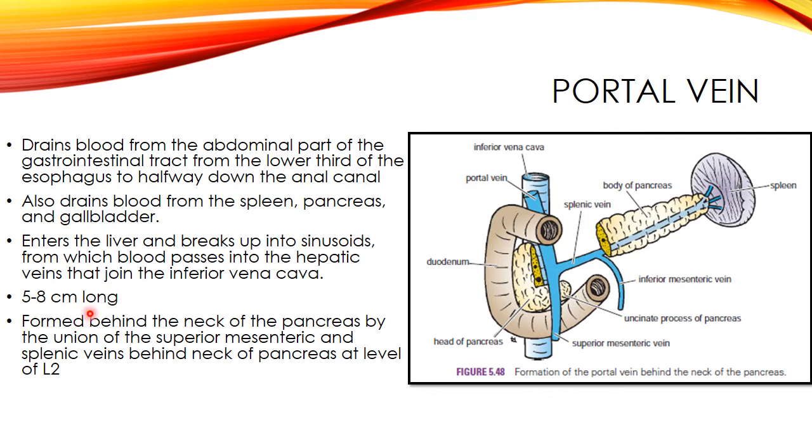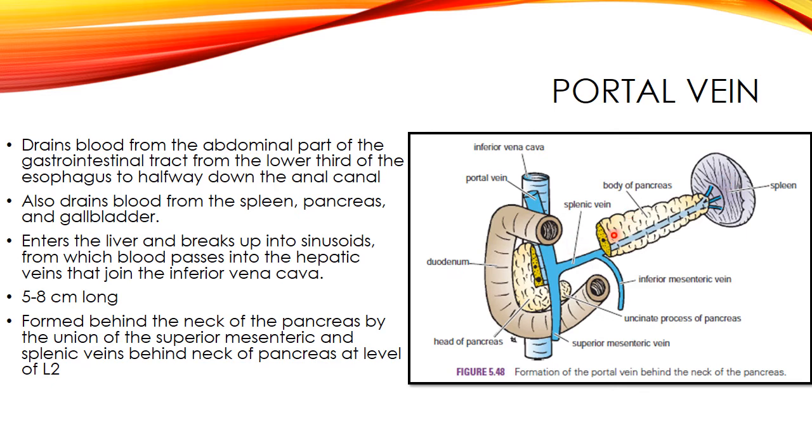with the systemic circulation. It is around 5 to 8 centimeters long, and the portal vein is formed behind the neck of the pancreas, as we have studied a lot of times before, by the union of the superior mesenteric vein and the splenic vein at the level of the L2 vertebra.